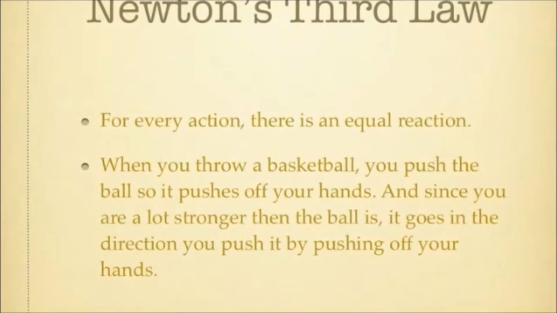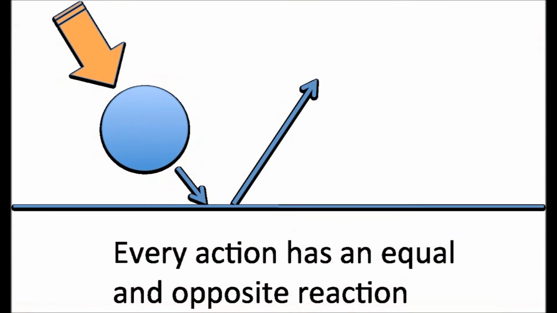Newton's third and final law states, for every action there is an equal and opposite reaction. When you throw a basketball, you push the ball so it pushes off your hands. And since you're not stronger than the ball, it goes in the direction you push it by pushing with your hands. Another example of this is when you bounce the basketball.